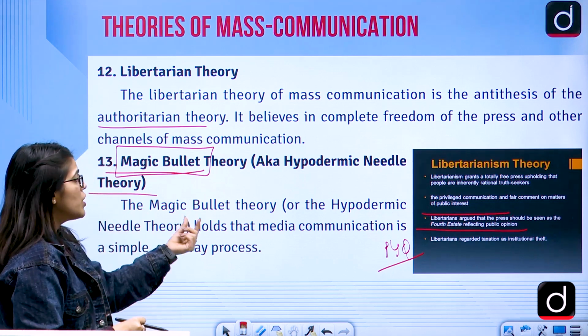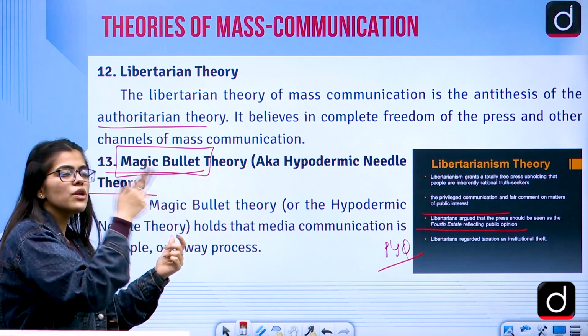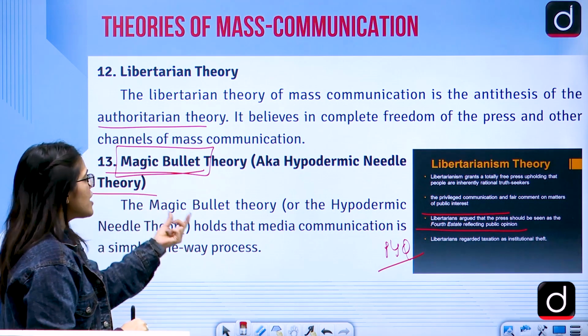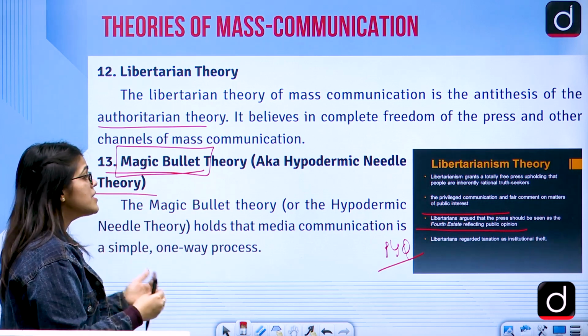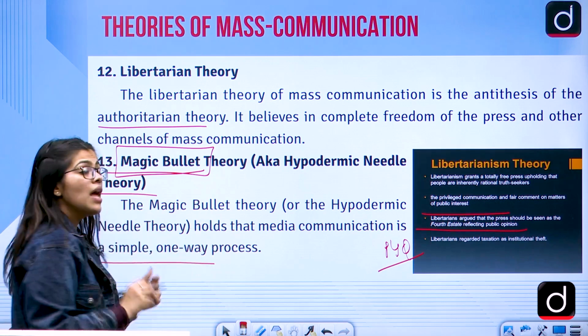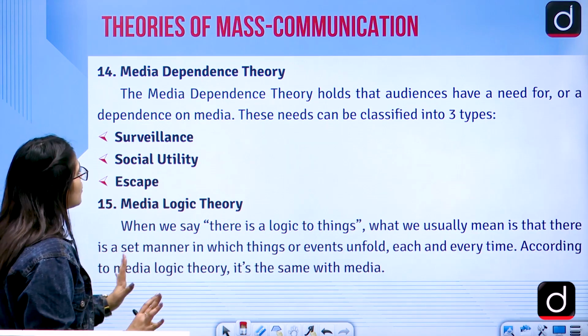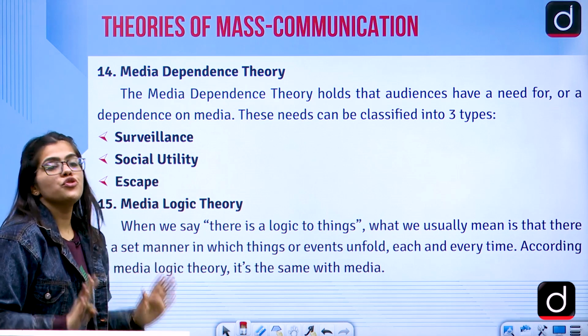So the magic bullet theory, this is like a bullet that will go directly in your head. So the magic bullet theory or the hypodermic needle theory holds that the media communication is a very simple and one-way process. They'll tell you whatever they want you to know.